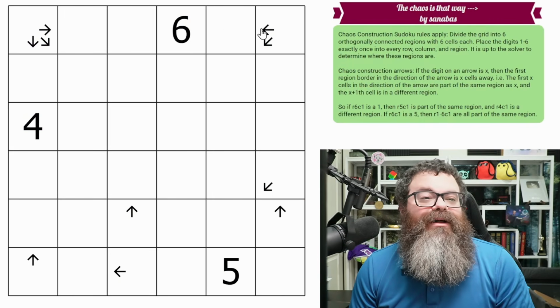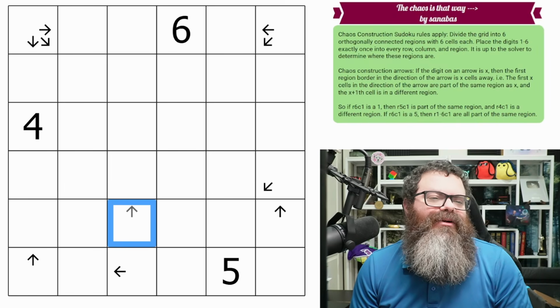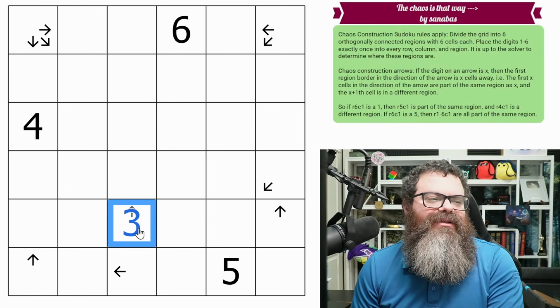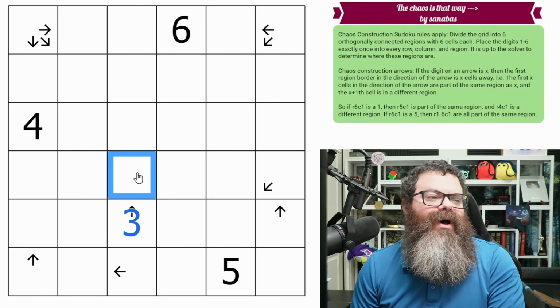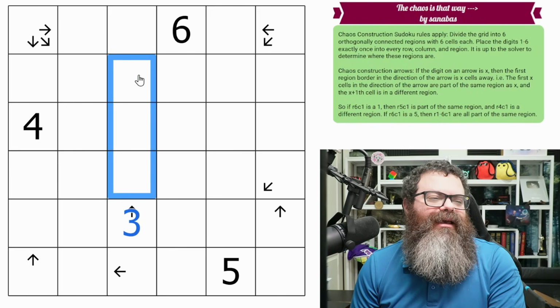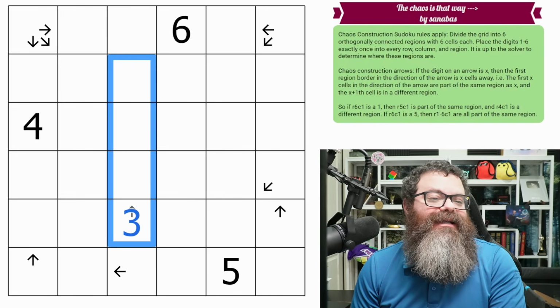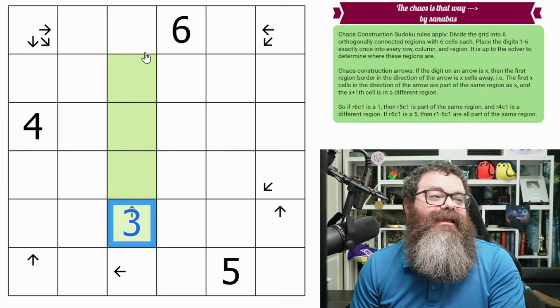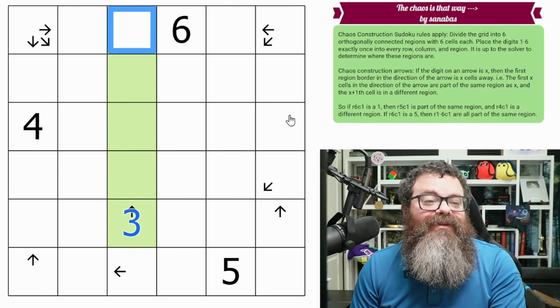All right, so what else do we have going on here? Just chaos construction arrows. So the way these arrows work is whatever digit goes in there, say this was a 3, then you count 1, 2, 3 away, and those cells are in the same region as the arrow. So if this was a 3, all of these would be green. And then that's telling us that we have to start a new region.